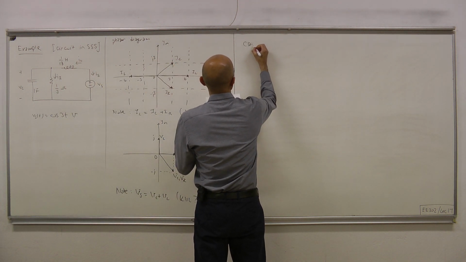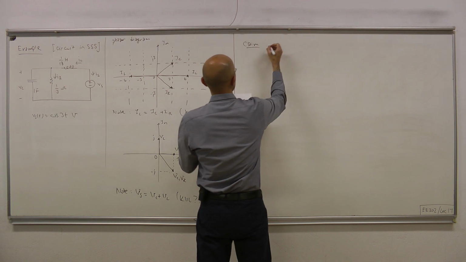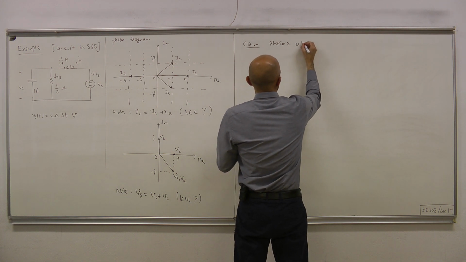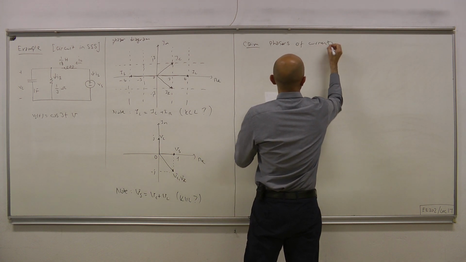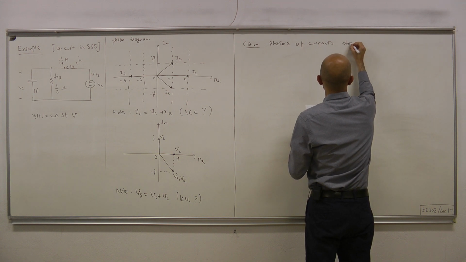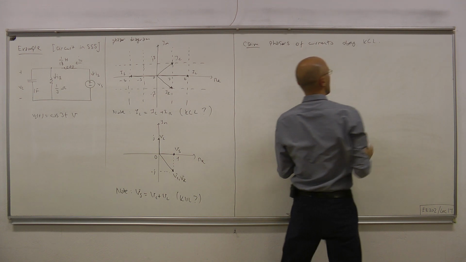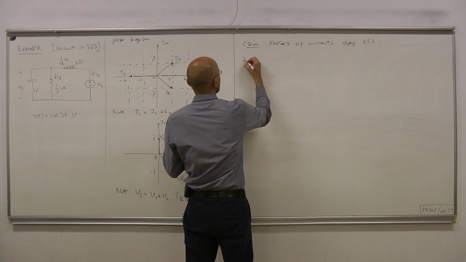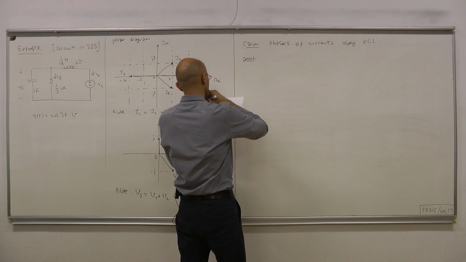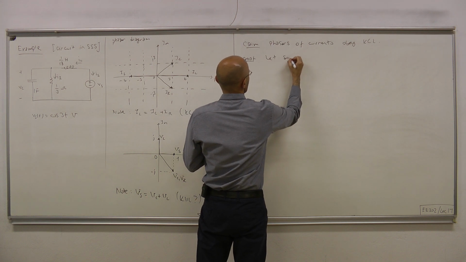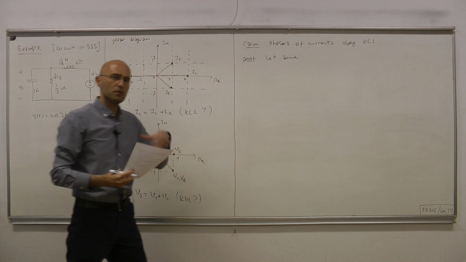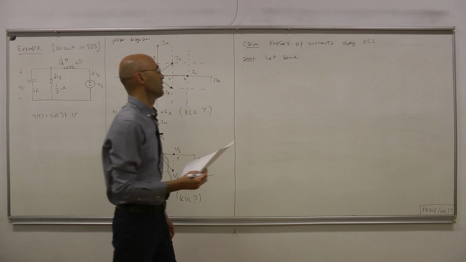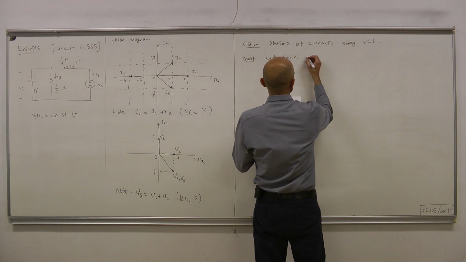So here is our claim. Phasors of currents satisfy Kirchhoff's current law. Okay, here is the proof. In some circuit, we have a bunch of currents satisfying the current equation. Let some currents satisfy KCL.